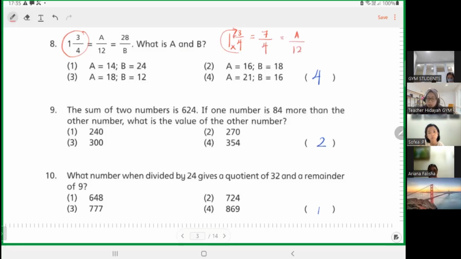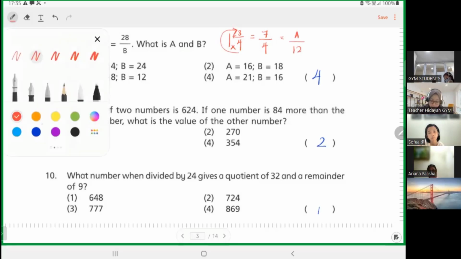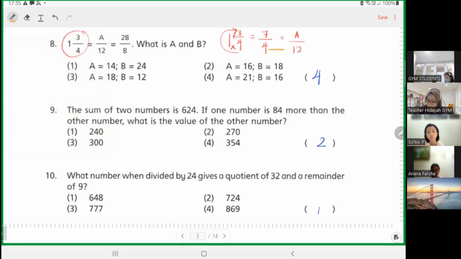A/12. Let's solve this part here first. Okay, so we can see that from 4 to 12, I times 3. And if I times 3 for the denominator, the numerator must do the same. So 4 times 3 gives me 12. Good. 7 times 3 gives me 21. So your A will be 21. Which one? Is it number 1? Nope. Number 2? Nope. Number 3? Nope. So it might be number 4.